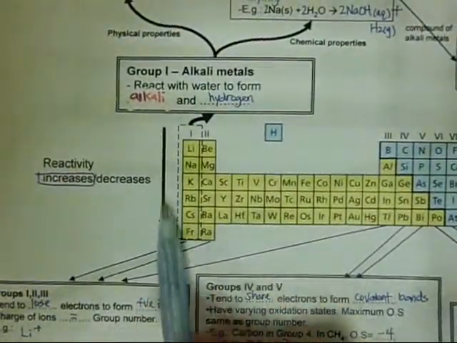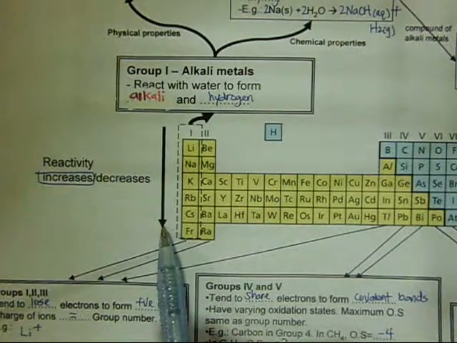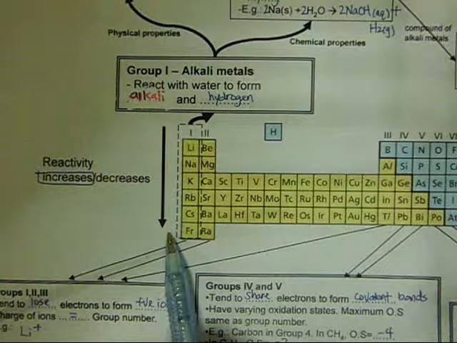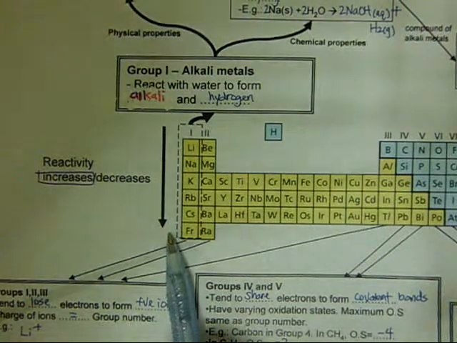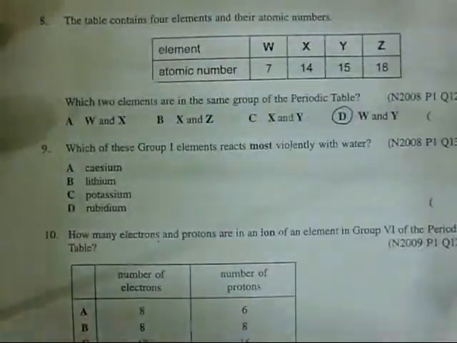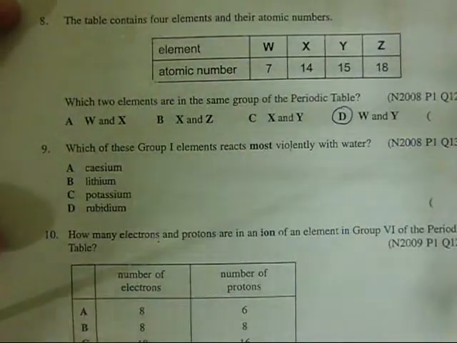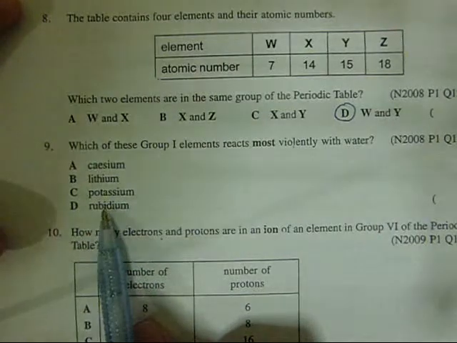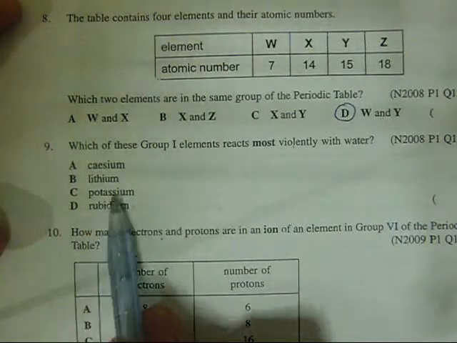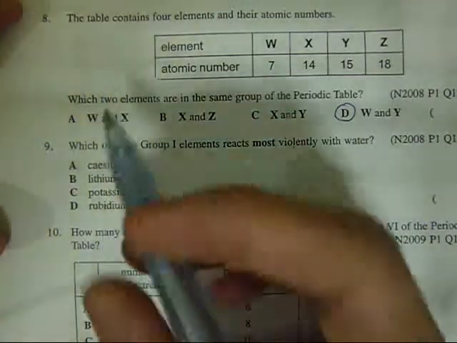Reactivity increases as you go down the group, because as you go down the group the atoms become bigger and bigger, so it's easier for the valence electron to be lost, meaning that it's easier for it to react, meaning that the reactivity increases. So as you go down the group, reactivity increases. So which one is the most bottom in group 1 among these 4 elements? The most bottom one, of course, is cesium.